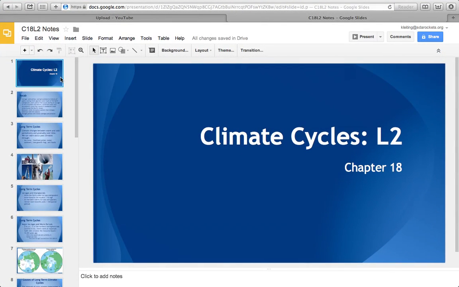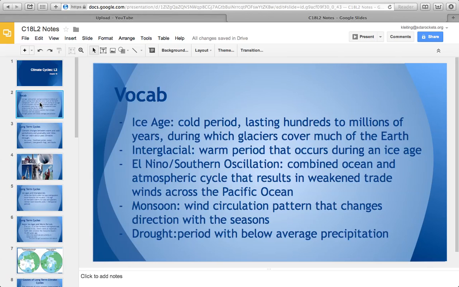Alright, lesson 2 is over climate cycles. Our vocab: Ice Age is a cold period lasting hundreds to millions of years, during which glaciers cover much of the Earth. An interglacial period is a warm period that occurs during an ice age.